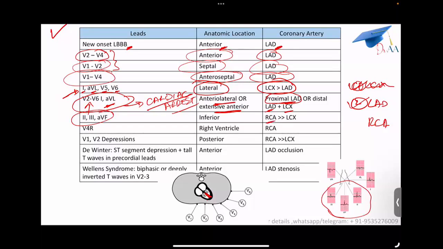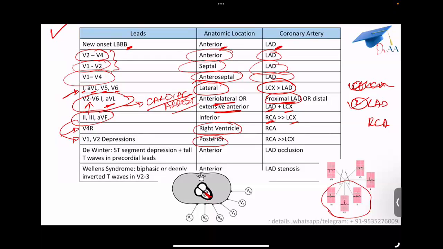Right, RCA, right coronary artery, is more common than left circumflex artery here. This has basically two different types. Inferior wall MI can be a right ventricle involvement or a posterior wall MI. How do we differentiate this?